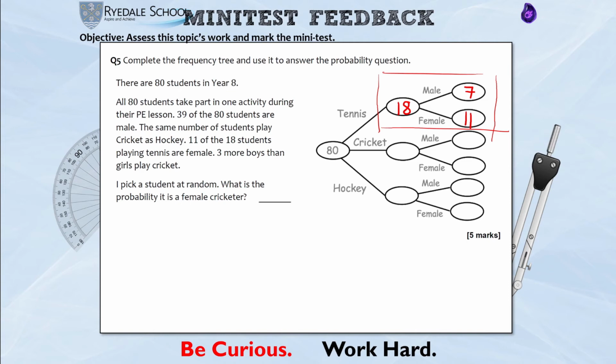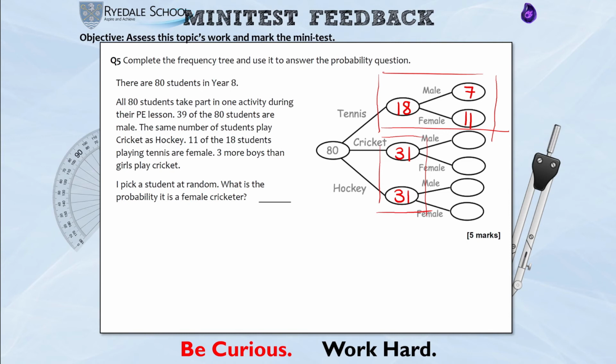Where I'm going to jump in now, it says the same number of students play cricket as hockey. So these 2 numbers here need to be the same, and all of these numbers need to add up to 80 for the 80 students. So if I've already used 18, these have to add up to 62. 62 plus 18 is 80, but they need to be the same. So both of these numbers need to be 31. And that is where your second mark is going to kick in.